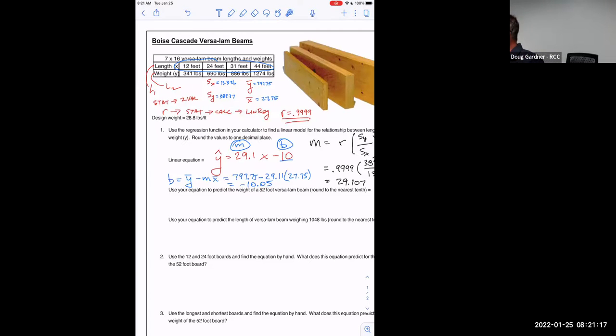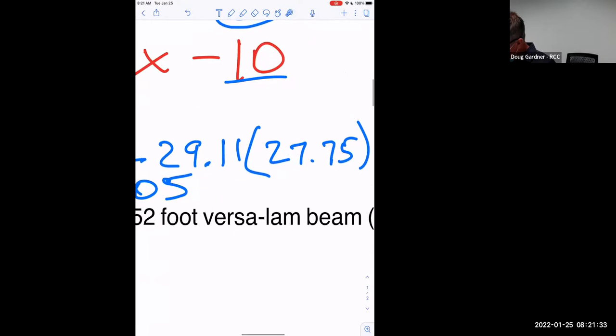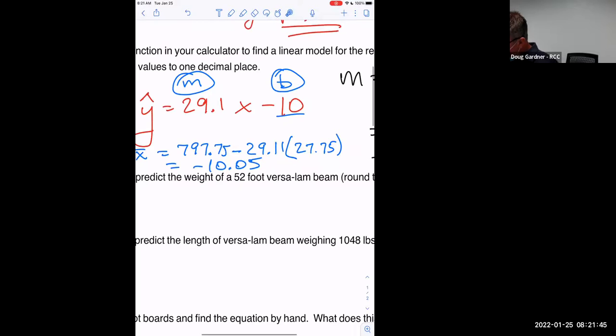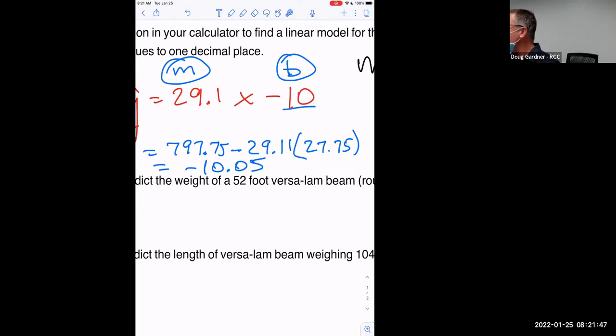Lauren, I got negative 9.775. So that was 797.75 minus 29.1 times 27.75. Got it. I put in 1, So again, that's why I don't want to emphasize rounding. I put in 1, unless I typed something in wrong. I typed what I wrote. So yeah, if you're getting something around 10, it just shows you're doing it right. So I got a little over 10 and you got a little under 10, but we both basically got 10.